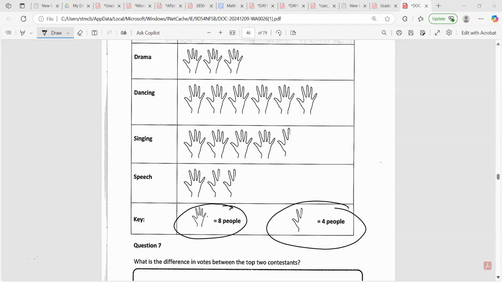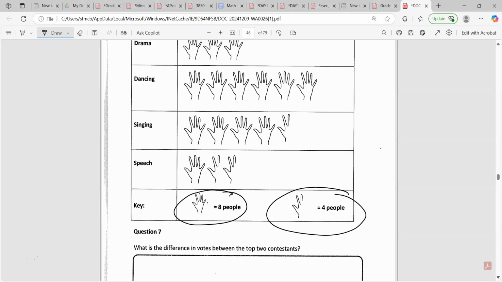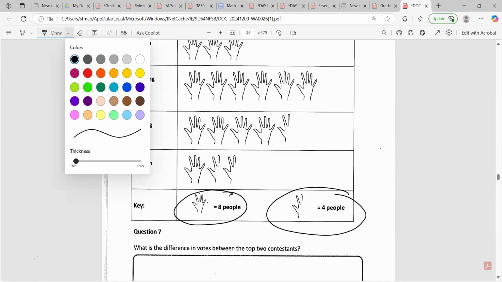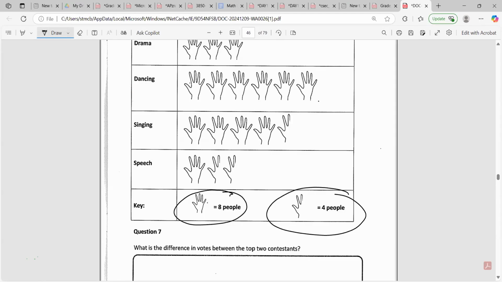Okay, it's the final one. I just called on someone random. According to what I see, dancing and singing are the most. Dancing has 48 votes, and singing has 36 votes. So 48 subtracted by 36 is 12 votes.